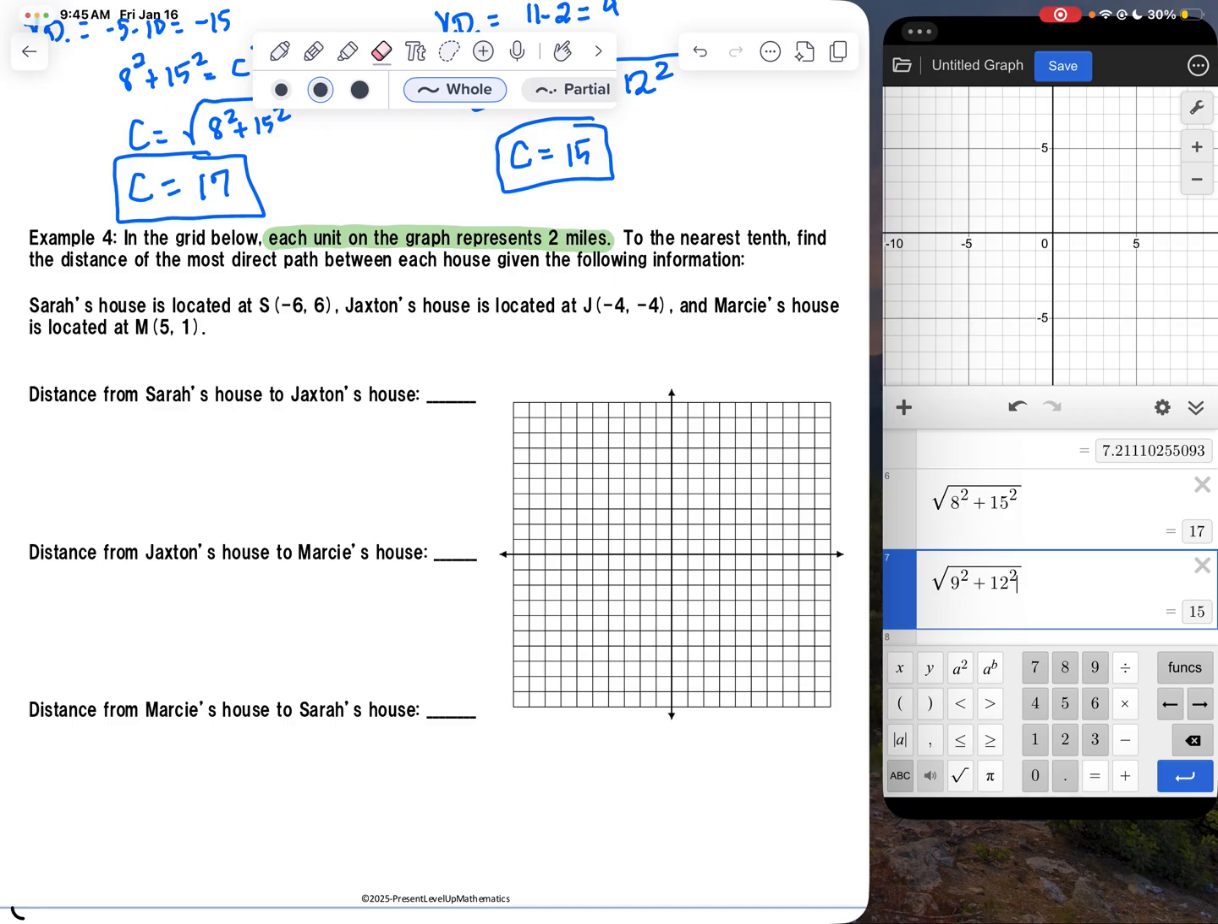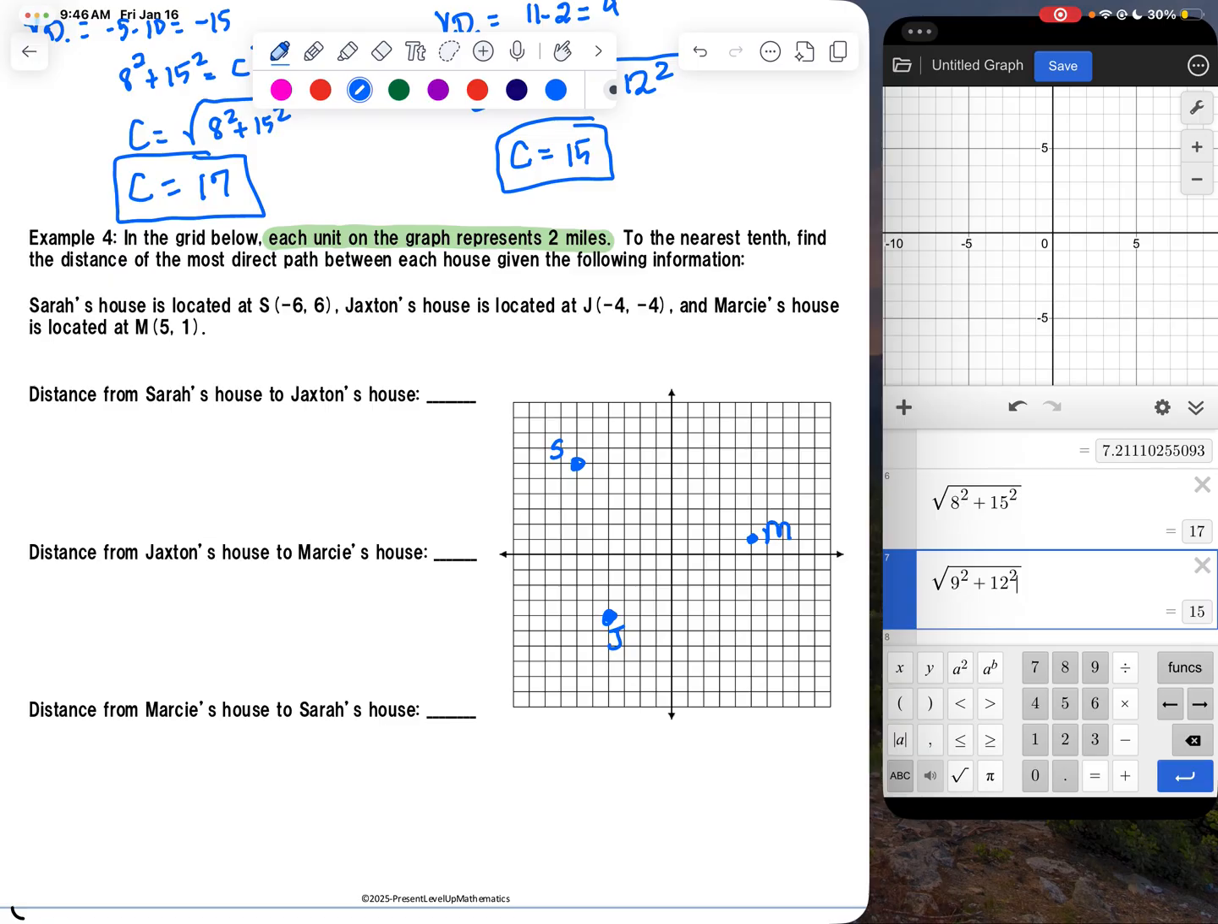All right, Sarah's house is located at negative 6, 6. So let me plot that. 1, 2, 3, 4, 5, 6, and 1, 2. So I'm going to put a point here and label that with an S. Jackson's house is at negative 4, negative 4. 1, 2, 3, 4. Label that point with a J. Marcy's house is at 5, 1. All right, so there are the 3 houses.